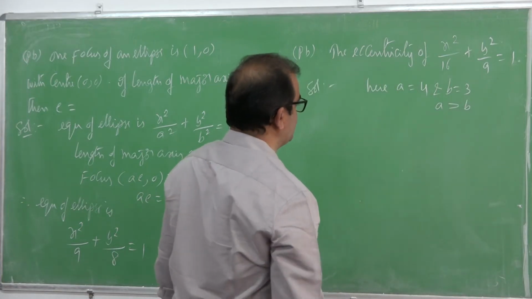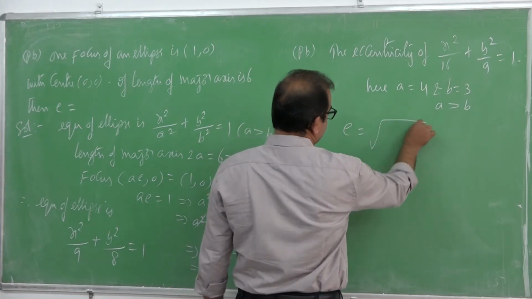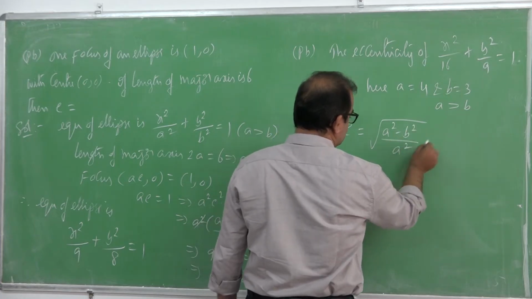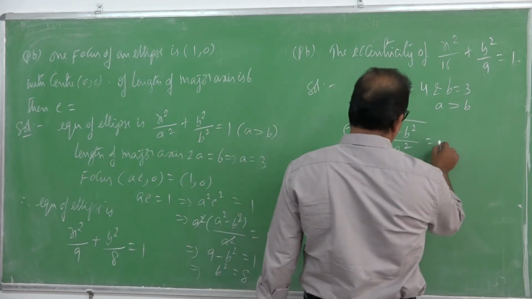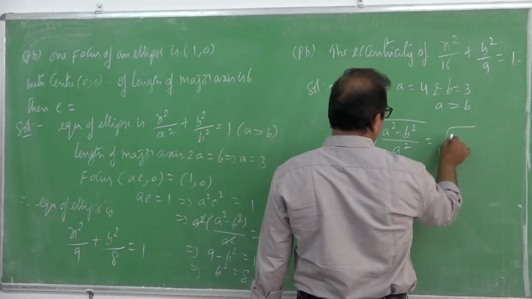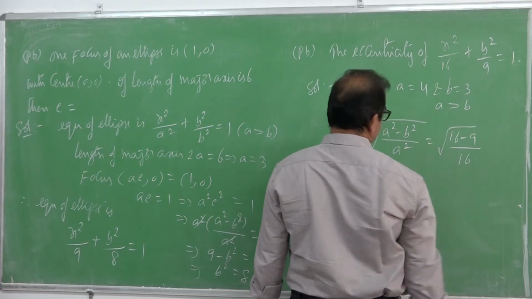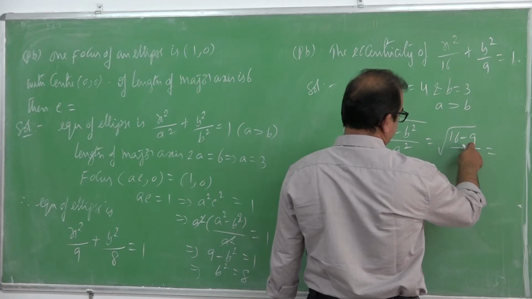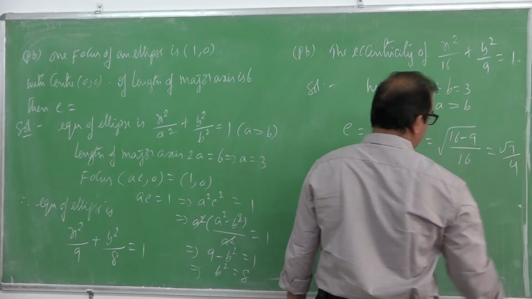If a is greater than b, then what is the formula to find eccentricity? Root of a square minus b square by a square. Root of a square 16 minus 9 by a square, that is 16. 16 minus 9 is 7, root 16 is 4. So root 7 by 4.